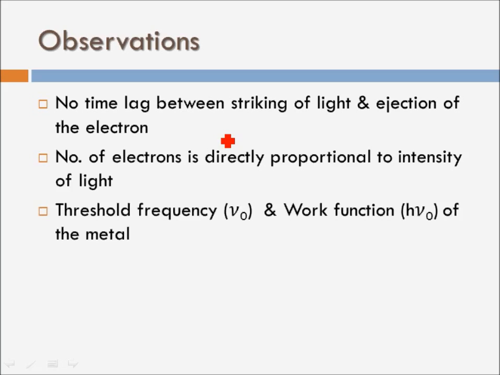Next, the observation was based on threshold frequency. So what is threshold frequency? Well, let's represent it by nu naught. Nu is basically frequency, nu naught means threshold frequency. The observation was that every metal has a threshold frequency. So what do we mean by this frequency?